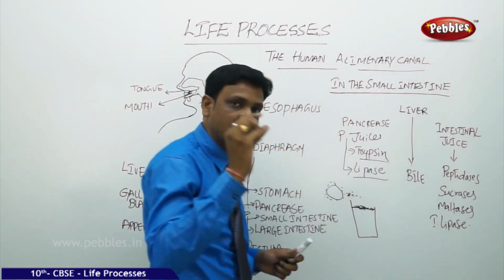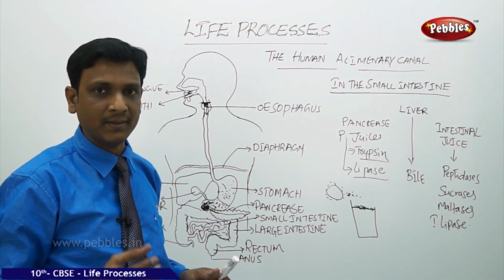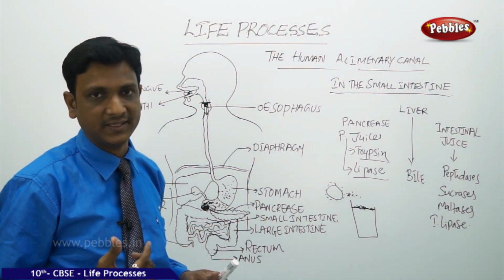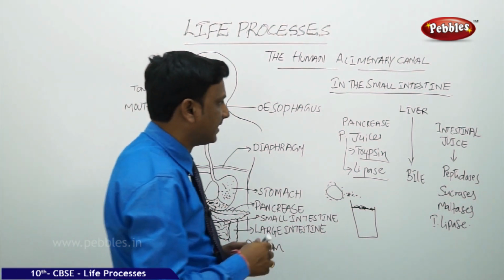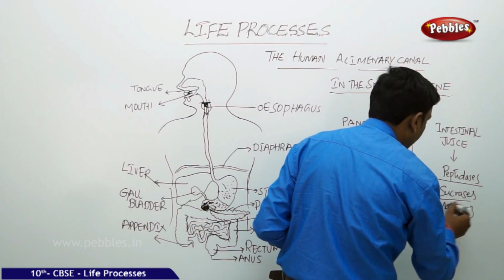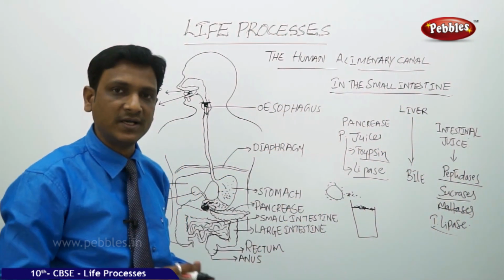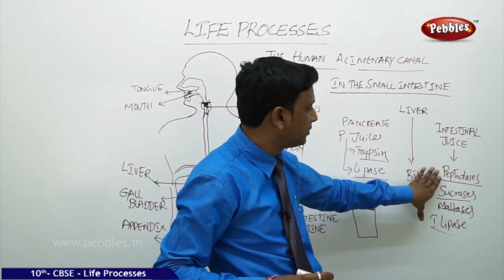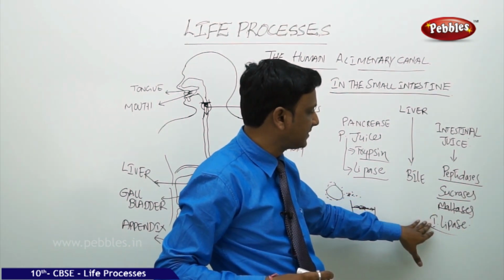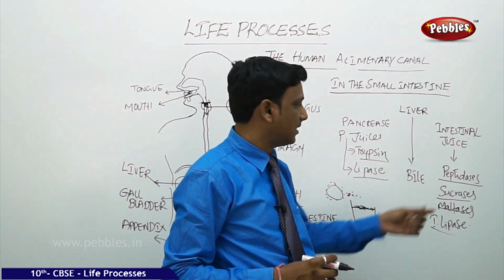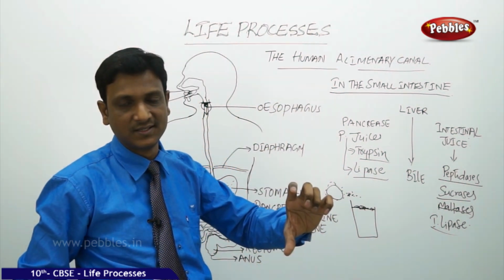And trypsin converts the big protein molecules into small peptones. But even then, the peptones cannot be absorbed into our blood. They should be broken down into still smaller molecules. That is achieved by the other enzymes secreted by the intestinal juice. The walls of the small intestine also secrete some juices which contain the peptidases, sucrases, maltases, and intestinal lipase. So these peptidases convert the peptones into amino acids.